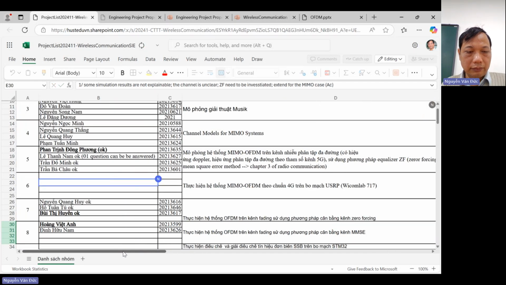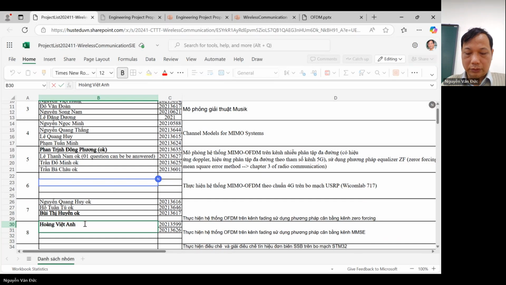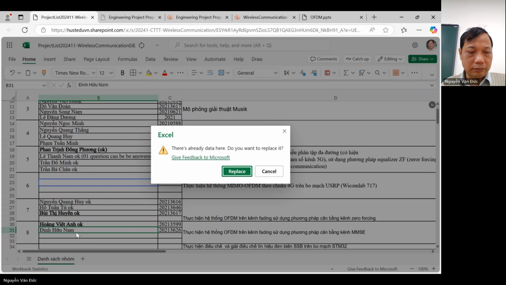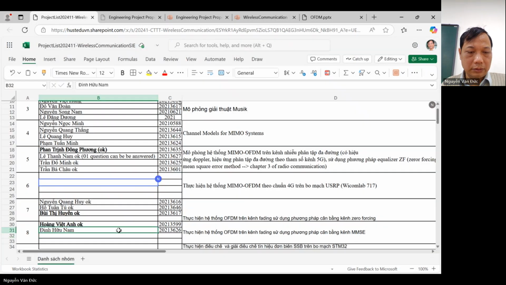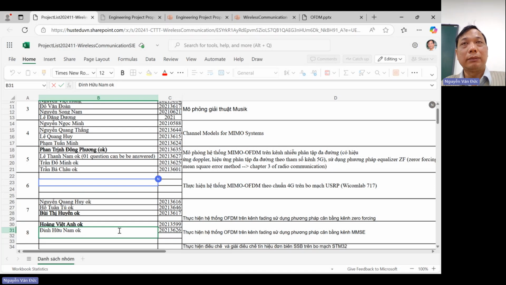So I invite the next group. Do we need to revamp again, or no? If you obtain the MIMO results, you can present again. If you stay with them, you just improve your results, revise your report, and send both on the team.